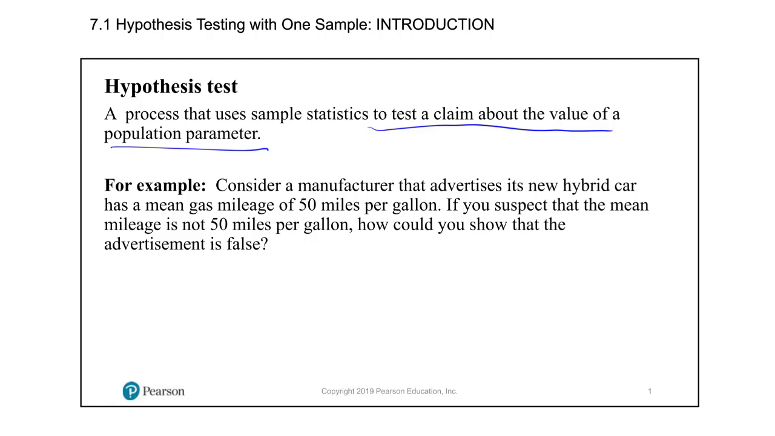Right? So for example, a manufacturer advertises its new hybrid car has a mean gas mileage of 50 miles per gallon. If you suspect the mean mileage is not 50 miles per gallon, how could you show the advertisement is false? So how could you use data to substantiate an argument that this advertisement is false? Well, that's what we're going to learn how to do here.